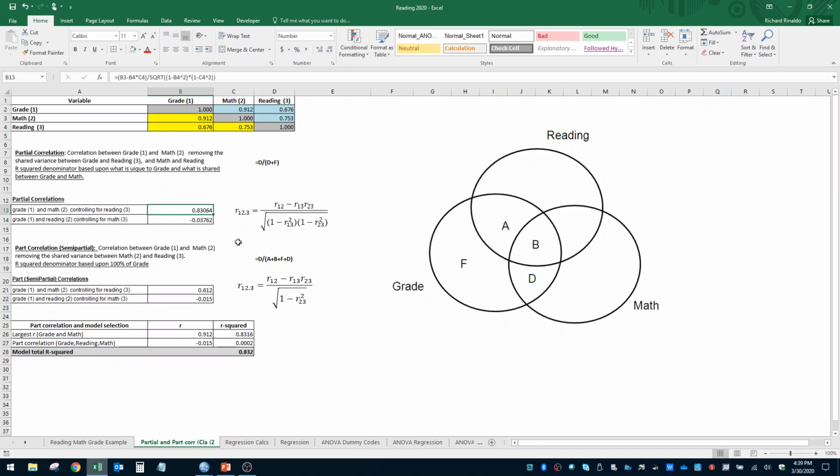This value here, the semi-partial, is less than the partial, because the partial has a smaller denominator, and the negative 0.015 is less, in terms of closer to 0, than the negative 0.03. Okay, and you can work with this spreadsheet in terms of other correlations. That is the relationship between the partial correlation and the part correlation.